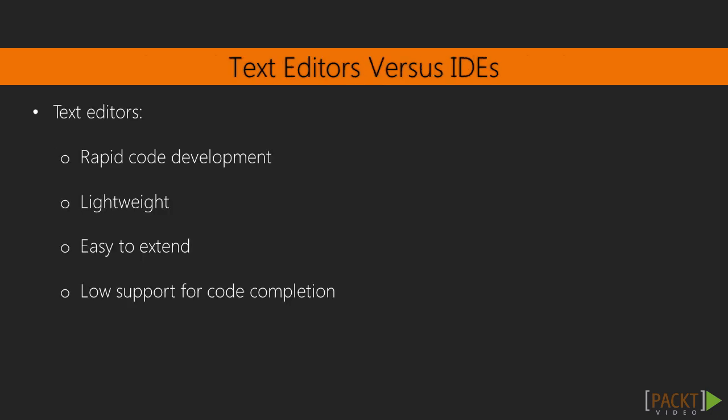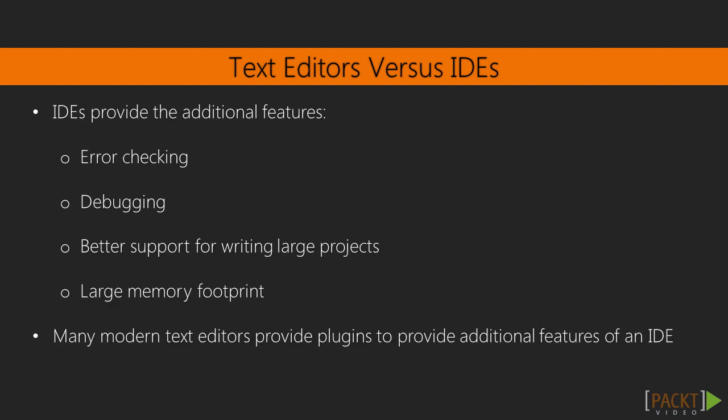So what's the difference between a text editor and an IDE? A text editor is a lightweight editor that supports rapid code development. It's easy to extend because there are a lot of plugins you can get for additional features you may require. However, there are a lot of things missing in text editors, and one of them is good support for code completion. An IDE, on the other hand, is a much more full-featured editor.